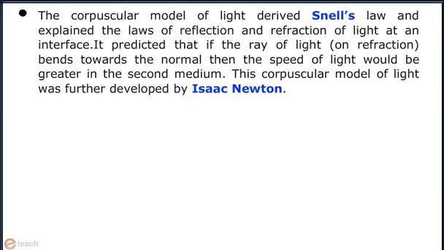The corpuscular model of light derived Snell's law and explained the laws of reflection and refraction of light at an interface. It predicted that if the ray of light on refraction bends towards the normal, then the speed of light would be greater in the second medium. This corpuscular model of light was further developed by Isaac Newton.